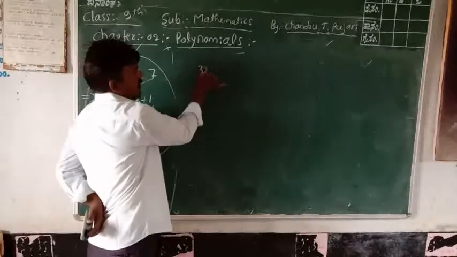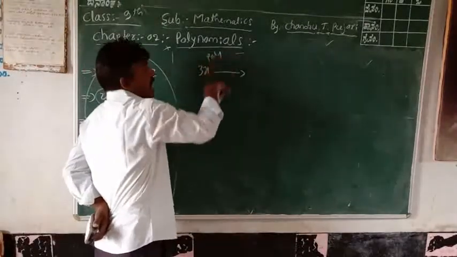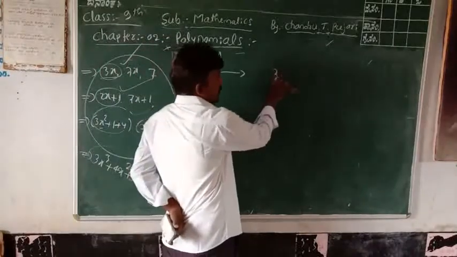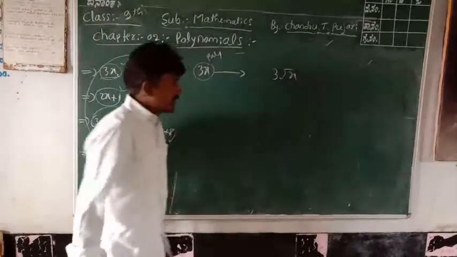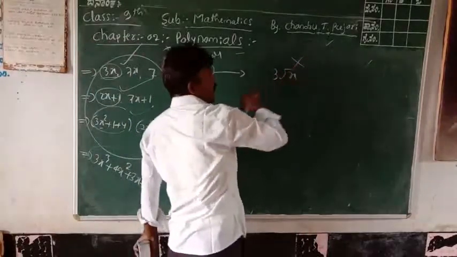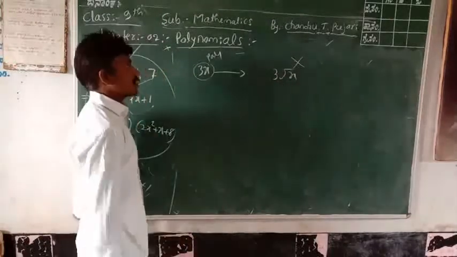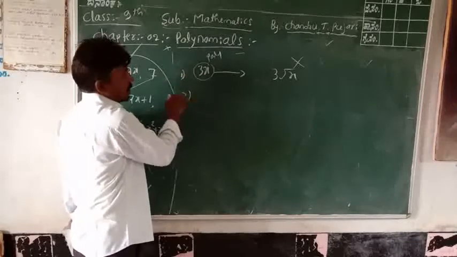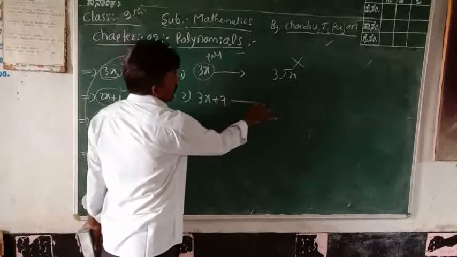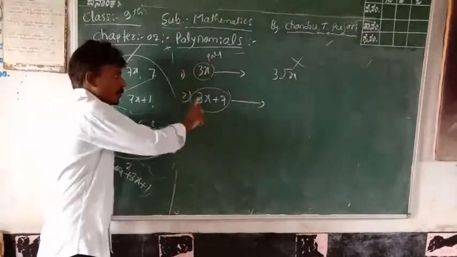Therefore, 3x is a polynomial, and this is also a monomial. But this one, 3 root x, is this a polynomial or a monomial? This is not a polynomial, and this is not a monomial. Check out once again, the first condition. Second one, 3x plus 7. This one is a polynomial as well as a binomial.